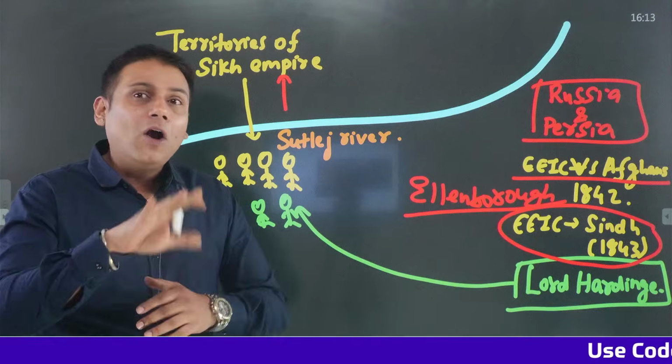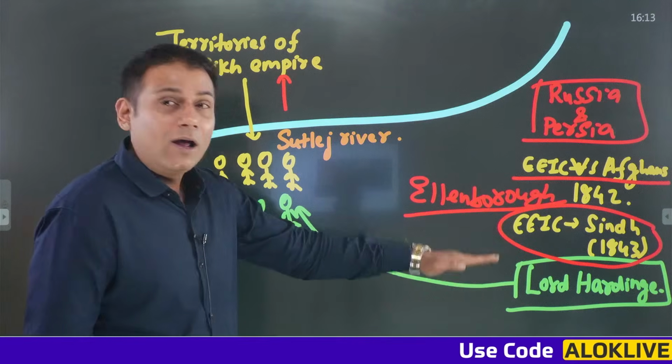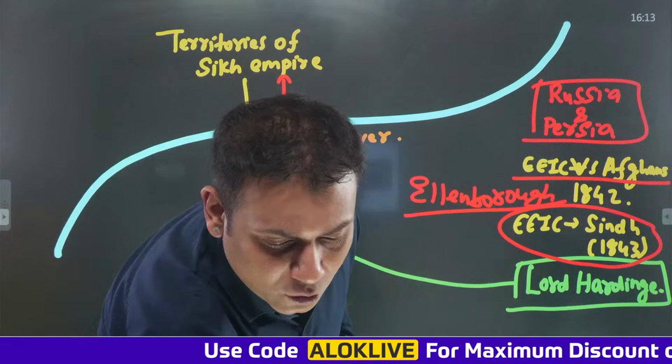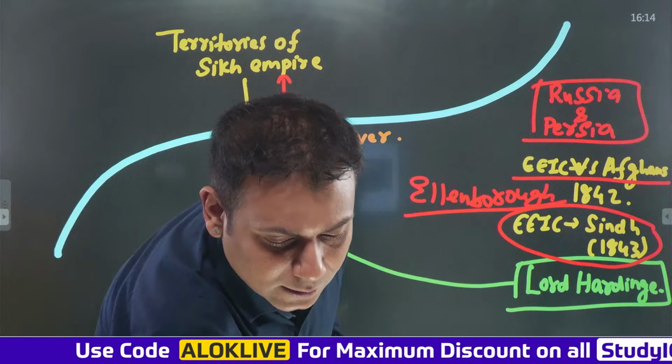Now, after Lord Ellenborough, Lord Hardinge comes to power. Okay? Specifically, Lord Hardinge comes to power. Now, what happens further? Let's understand.